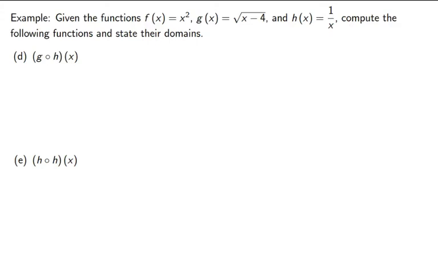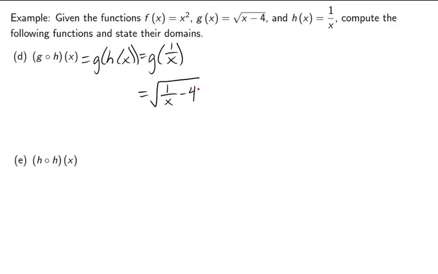G of h of x. Let's write this out. That means g of h of x. And h of x is 1 over x. So wherever I see an x in the g function, I will replace it with 1 over x. So I get the square root of 1 over x minus 4. And this is starting to get complicated enough that I think I'll start forgoing the rules that involve domain.